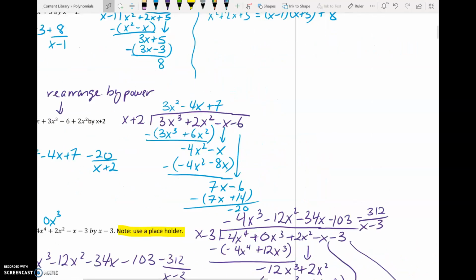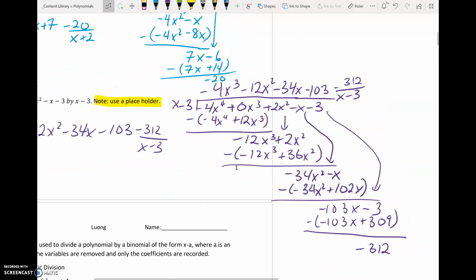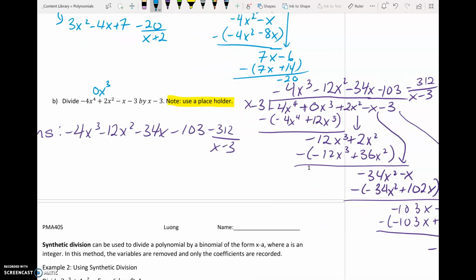So you probably ran out of space doing this question. It's quite hefty. But here's the solution to it. So remember to put your placeholder in. And to begin with, you're going to multiply that x by minus 4x cubed to get rid of this negative 4x to the power of 4. And then also multiply that with negative 3. Then subtract them and follow through with the same process. So your final answer is given to you here.